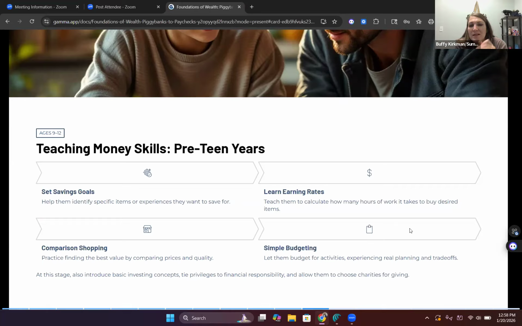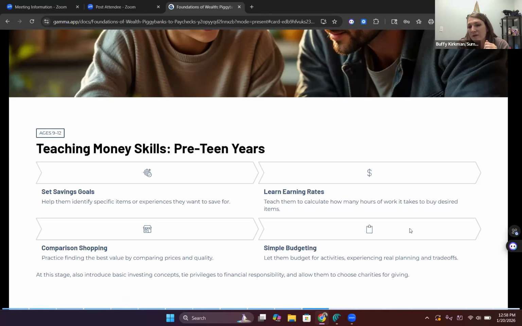Okay, so simple budgeting for activities and planning and trade-offs. So you could do a trip, right? A family trip. And this could be more of a fun budget. Hey, how much do you think it costs for plane tickets to go to Disney World? How much do the tickets cost to actually go? How much do you think we should spend on eating? Okay, if we didn't spend that much on eating, would we have that much money left aside so that we could buy a souvenir or something like that?